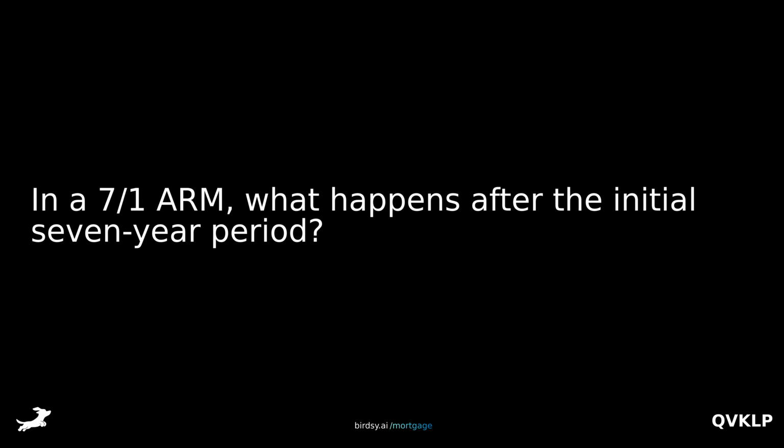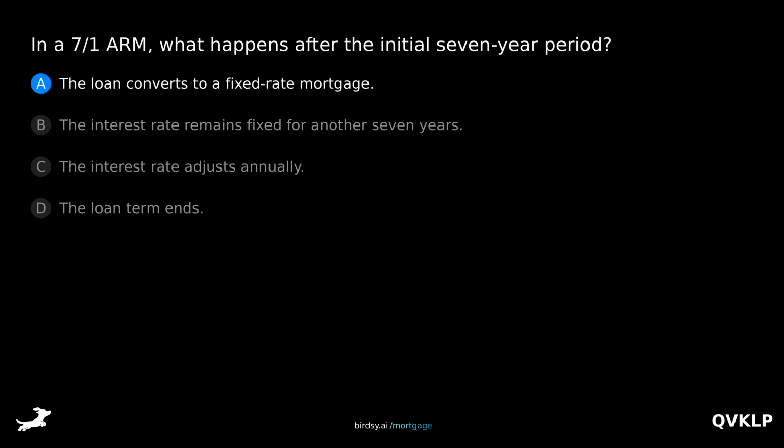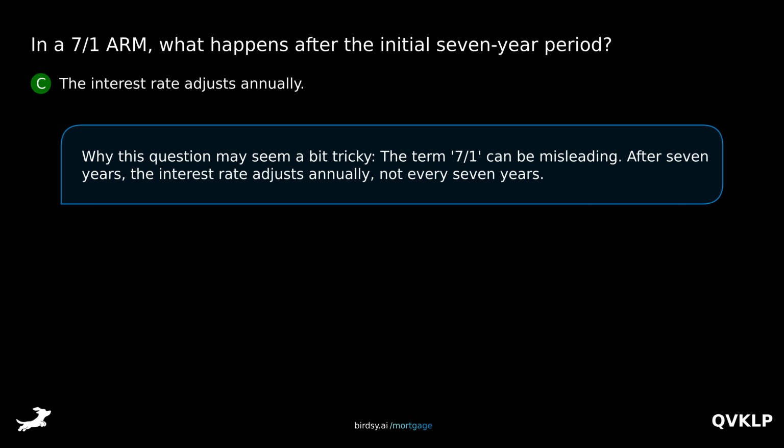In a 7-1 ARM, what happens after the initial 7-year period? Is it A, the loan converts to a fixed rate mortgage? B, the interest rate remains fixed for another 7 years? C, the interest rate adjusts annually? Or D, the loan term ends? The answer is C, the interest rate adjusts annually. Why this question may seem a bit tricky: the term 7-1 can be misleading. After 7 years, the interest rate adjusts annually, not every 7 years.